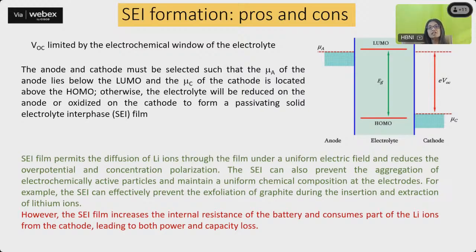But if you are not having an SEI, then in that case, the electrolyte is continuously going to eat up your anode material. And so then the battery material stability is going to be critically affected. So this is the SEI formation pros and cons.